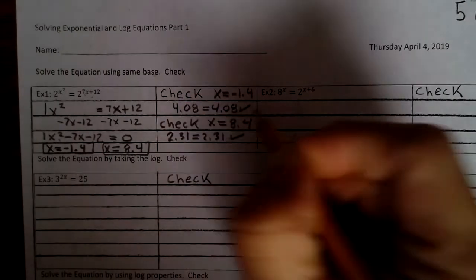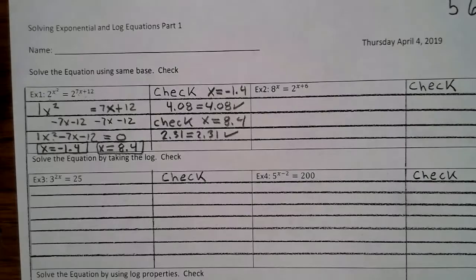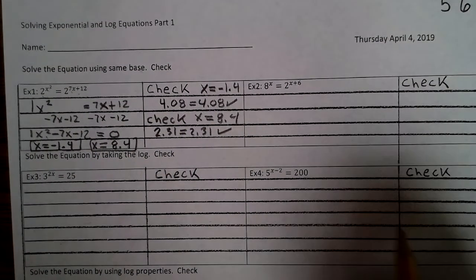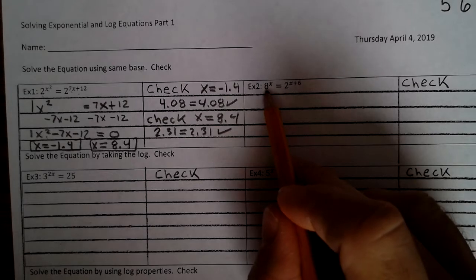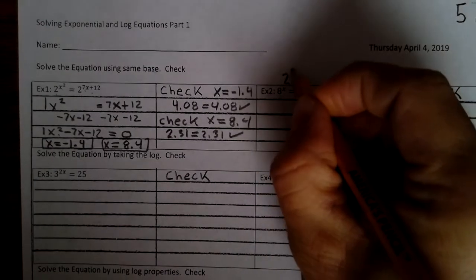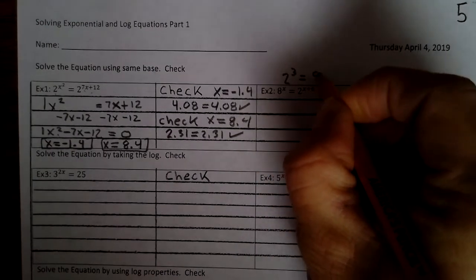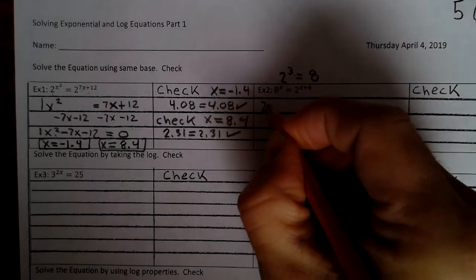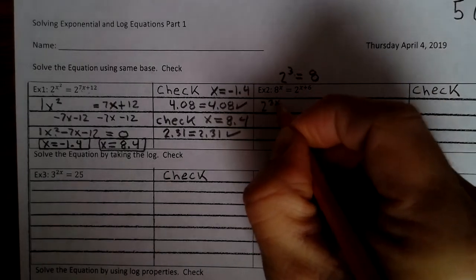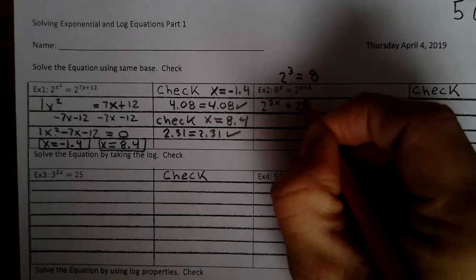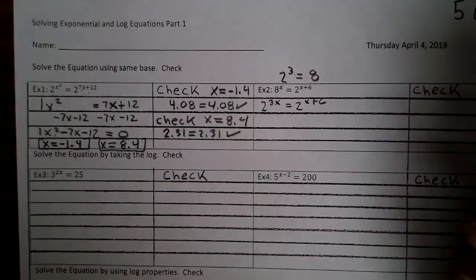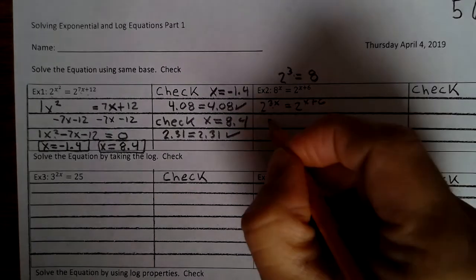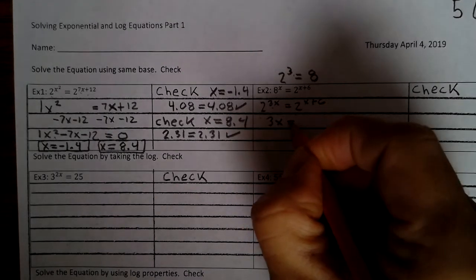Okay, let's take a look at example 2. Now, example 2, we need to make them the same base. So we need to make 8 with the base of 2. To do that, well, we know that 2 cubed is 8. So we need to replace 8 with 2 cubed. So that's 2 to the 3x equal to 2 to the x plus 6. Now the bases are the same. We can say the exponents are equal. So 3x equals 1x plus 6.